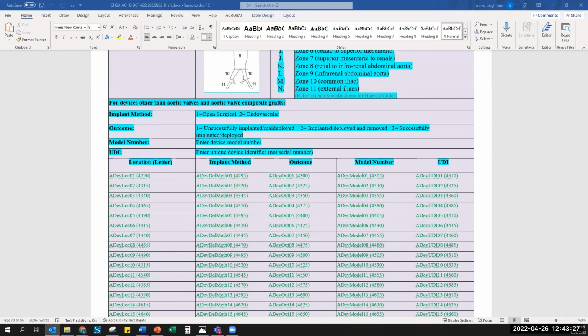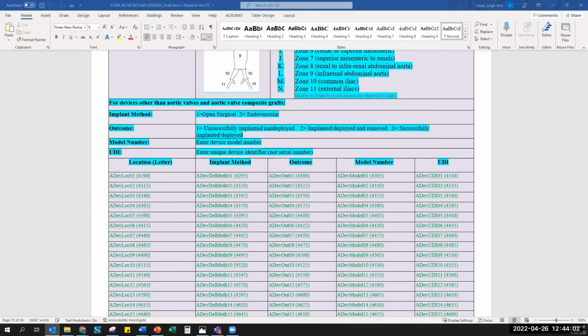So for example, let's say you have a graft that goes from zone 1 to zone 3. You would put zone 1 in, so that's your proximal, and then you'd enter your distal, zone 3. So basically, you're entering the same graft in twice.